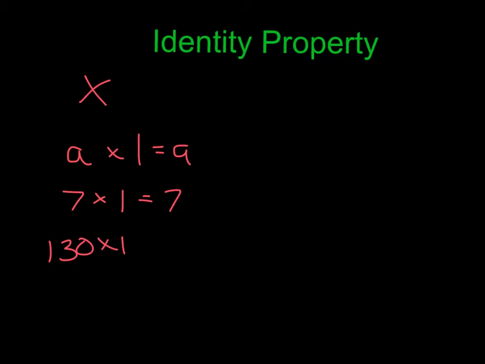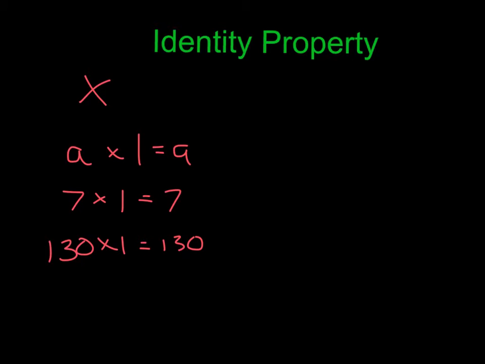The identity property for multiplication just says that when we take any number and multiply it by 1, you're always going to get that number. So I could take 7 times 1, and that's going to equal 7. I could take 130 times 1, and that's going to equal 130.